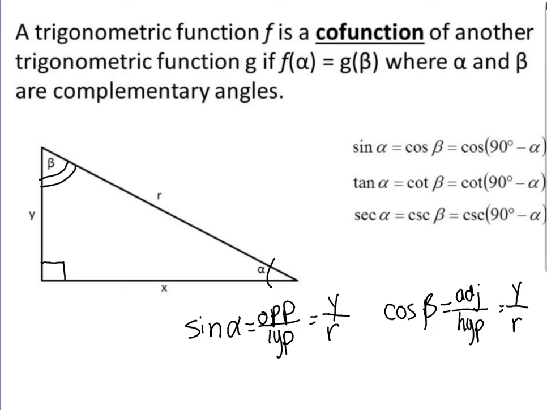Another way to write that is that your beta value inside a triangle, we have 180 degrees. We've already used 90 on this angle, so you're left with 90. And then if you subtract the alpha, you should get your beta. So another way to write the beta is to say 90 minus alpha. So we know that sine of alpha is equal to the cosine of 90 minus alpha. Same thing with tangent and secant. Tangent of alpha is going to be cotangent of 90 minus alpha. Secant of alpha is cosecant of 90 minus alpha.